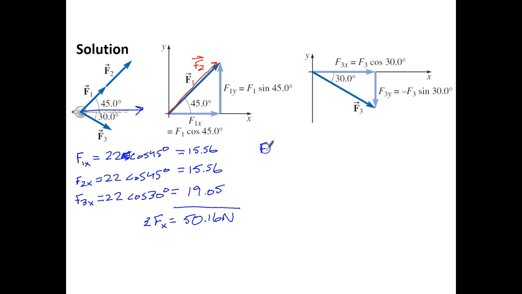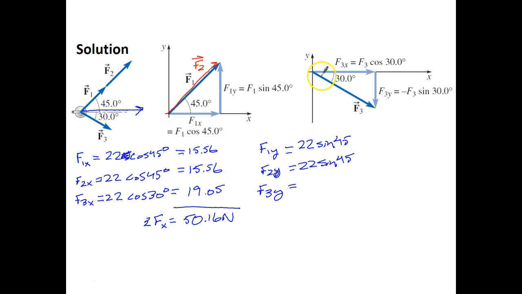So let's look at F1y. We're going to do F2y. So there's F2y. And then finally our third force in the Y direction. So our first force in the Y direction we know is going to be 22 times the sine of 45 degrees. Our second one is also 22 times the sine of 45 degrees.